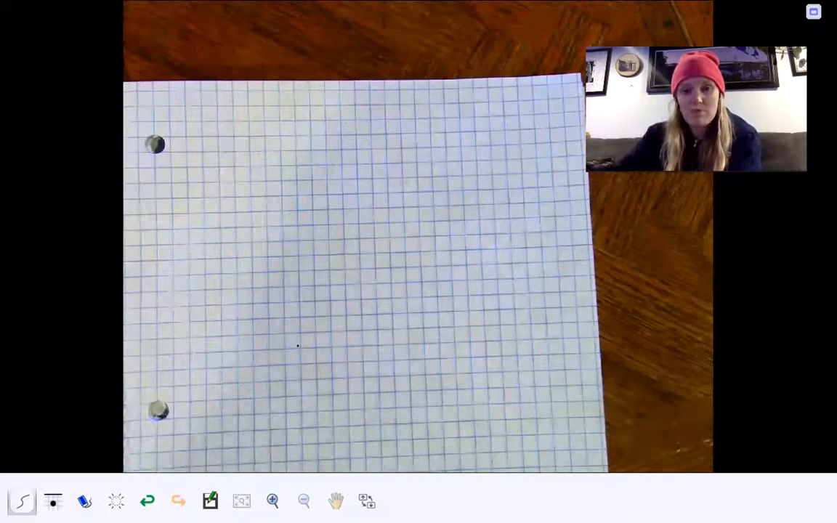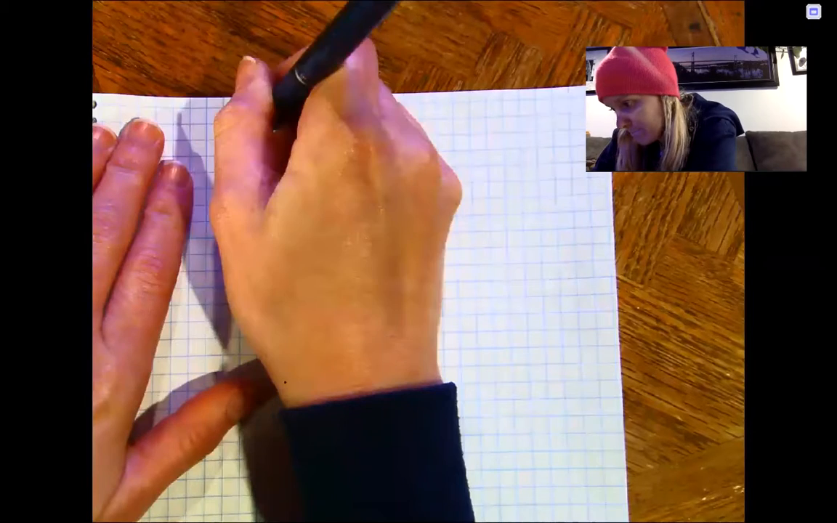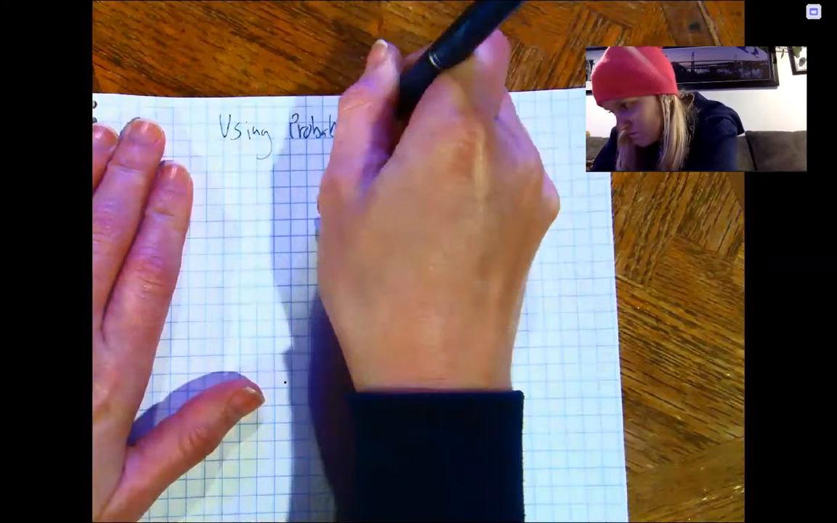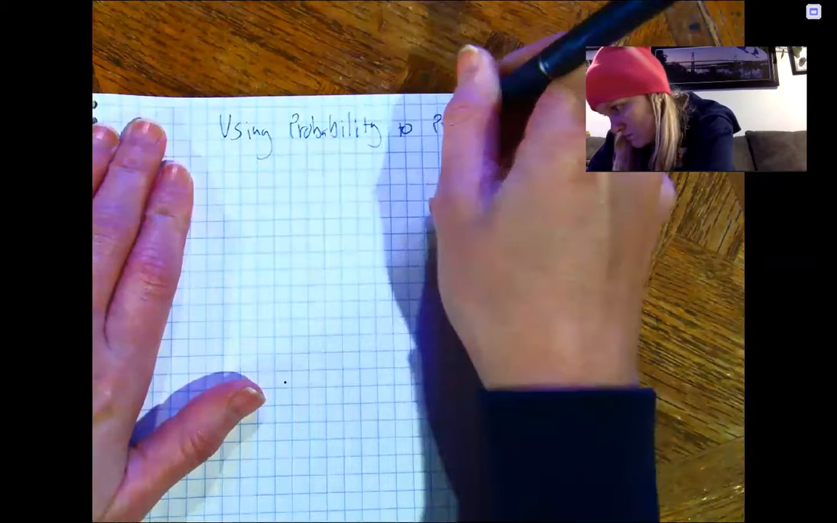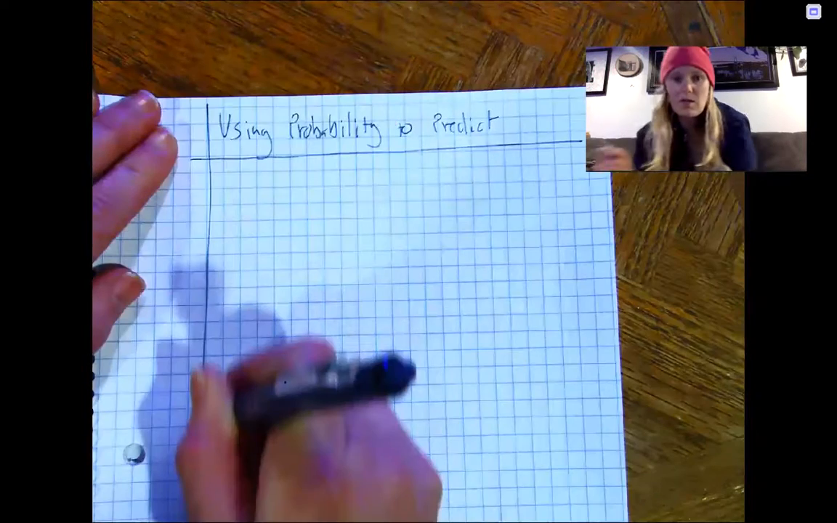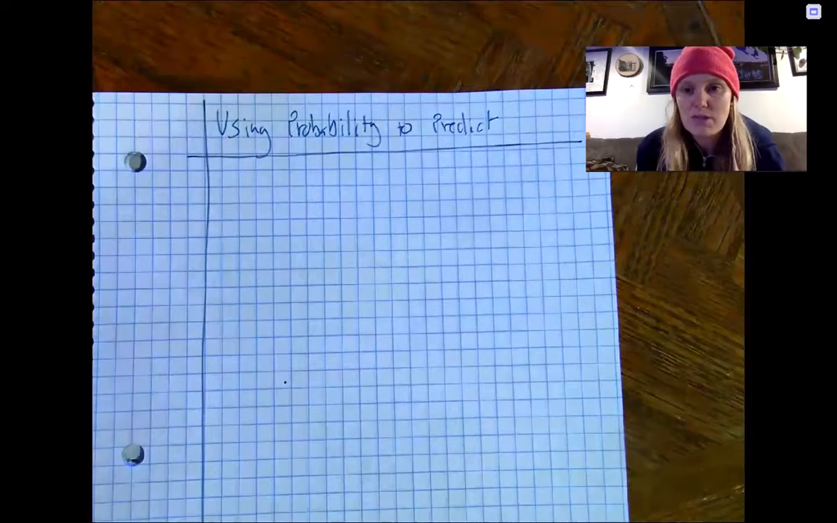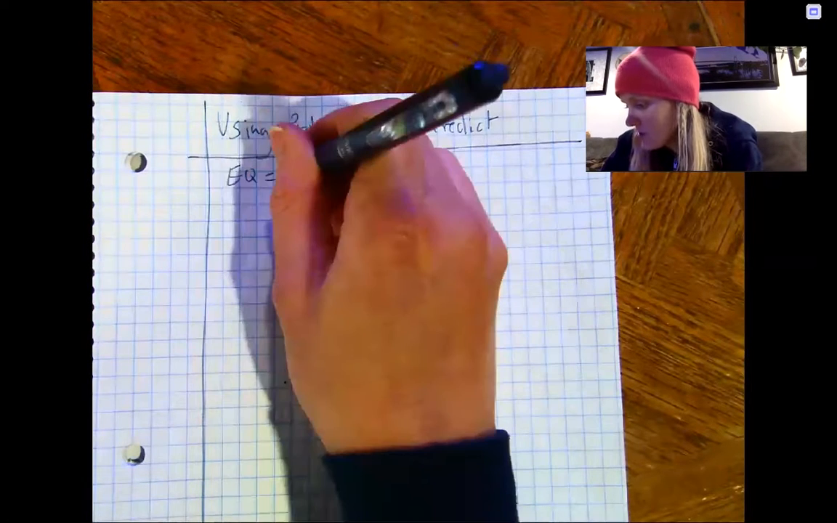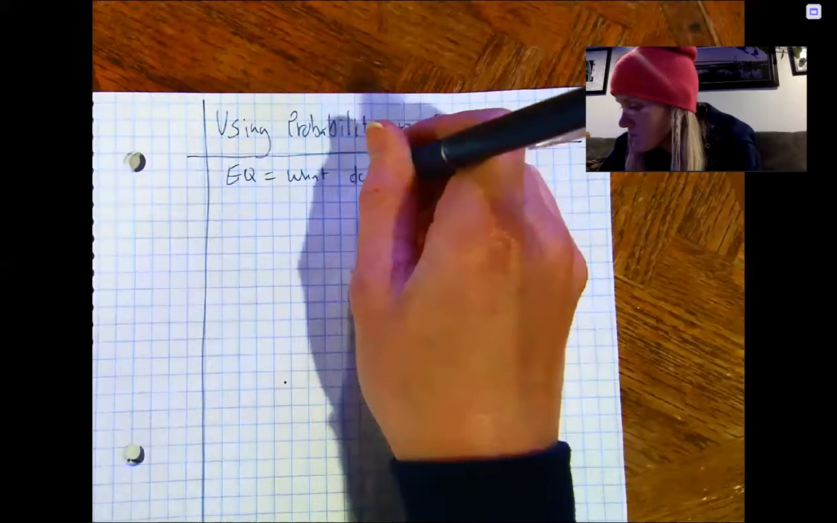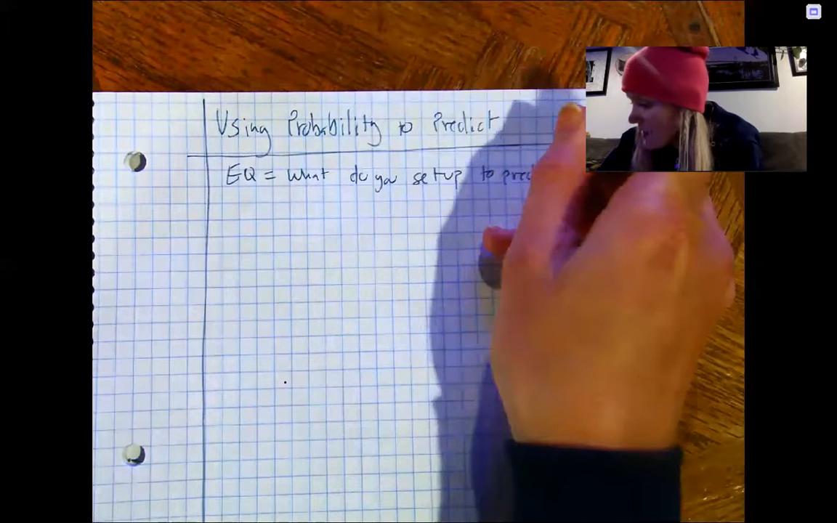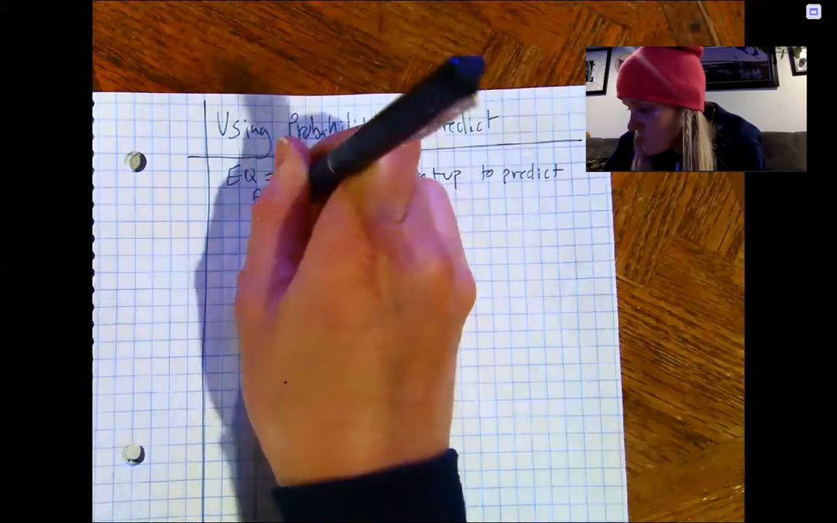We're going to move on to the next part of probability, and this is called using probability to predict. I'm going to draw my lines, and I'm going to be patient and wait so you can pause. Using probability to predict. And our EQ is, what do you set up to predict future events?